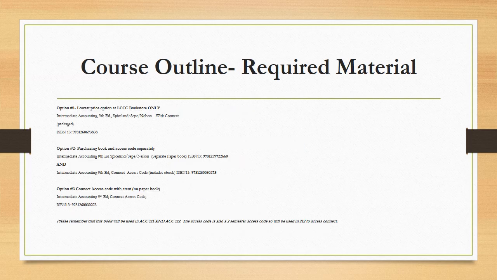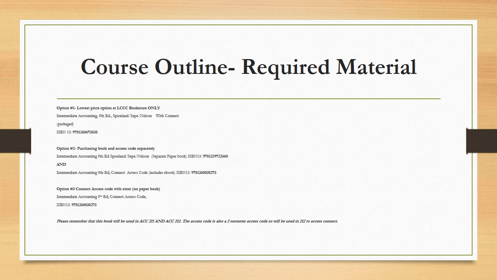The next important area of your course outline are your purchasing options for the required material for the course. Please keep in mind, and this is our very last line on this slide, your book and access code you are purchasing will be good not only for Intermediate Accounting 1, but Intermediate Accounting 2. So you will not have to purchase anything, assuming you take Intermediate Accounting 2 in the spring. Please keep that in mind.